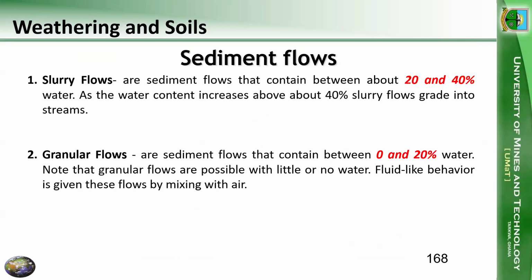We have granular flow and slurry flow. What is slurry flow? Slurry flow means we have between 20% and 40% of water in the regolith or sediments. 20% to 40% of water, we call that slurry flow. If the water exceeds 40%, the slurry flow becomes a stream.